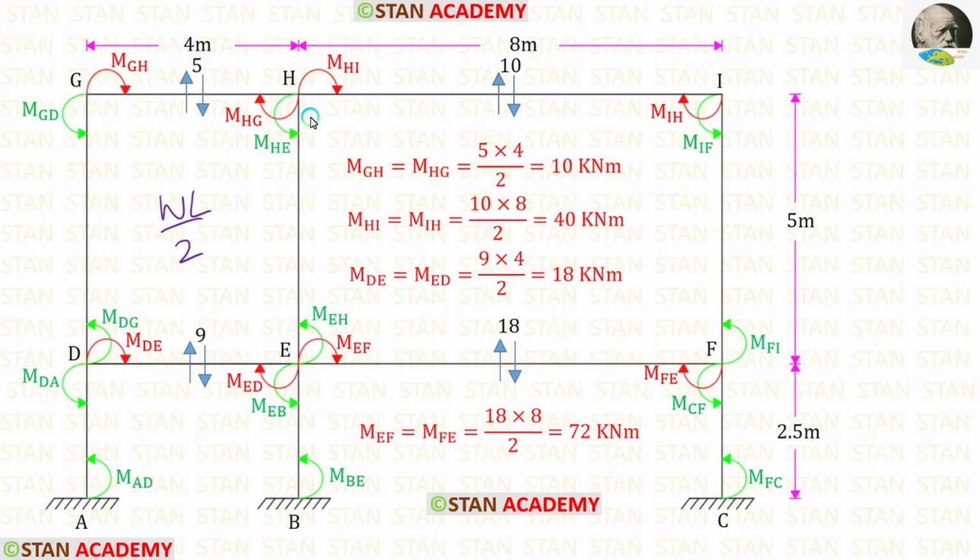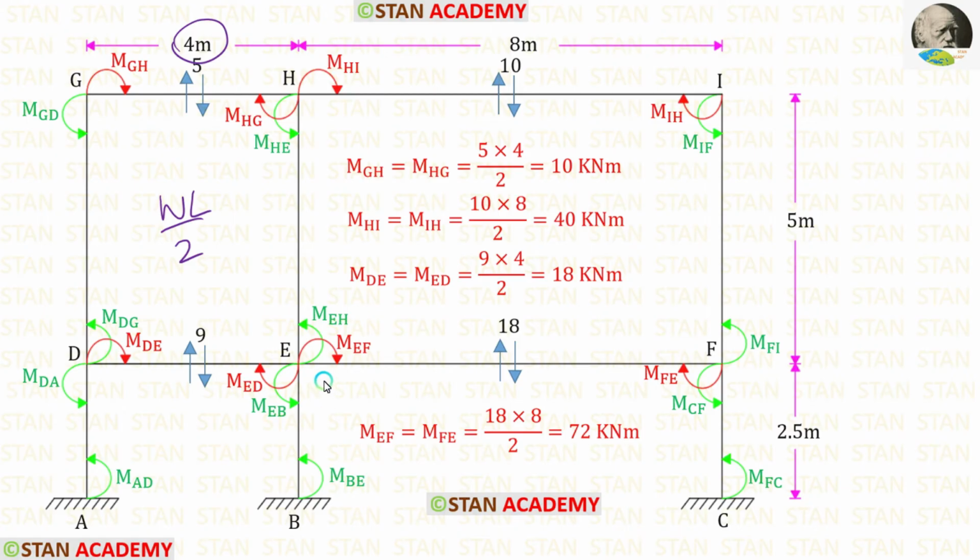Now let us take the member HI. Here W is 10 and L is 8. When we apply the values in the formula, we are getting MHI and MIH, which are 40. Now let us take the member DE. Here W is 9, L is 4. When we apply the values in the formula, we are getting MDE and MED, which are 18.